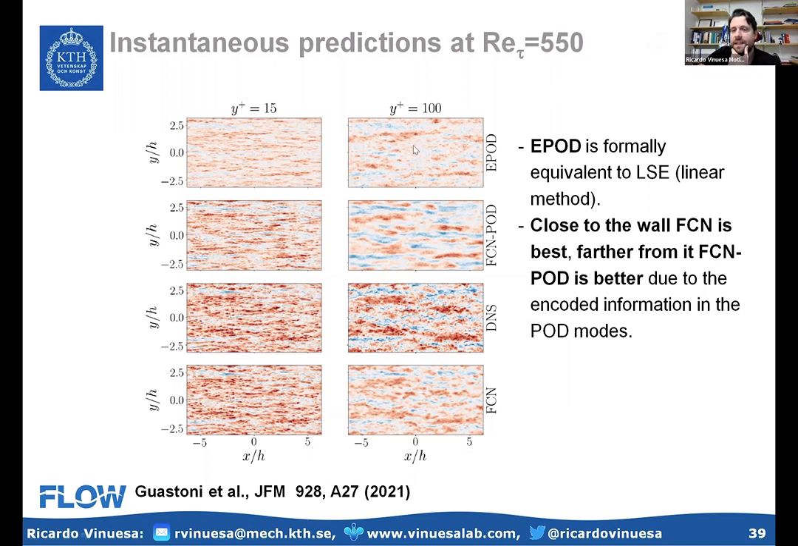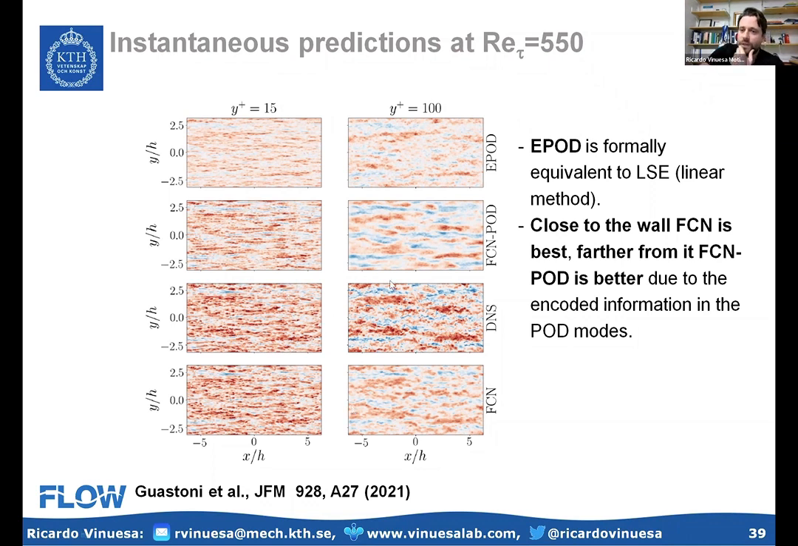The first row is the extended POD, and the extended POD is a linear prediction method that is formally equivalent to the linear stochastic estimation. So essentially, this is the linear method. The second row is the FCN-POD, so we use the network to predict the POD coefficients. And the last row is the FCN, so that's the case where we are just using the convolutional network to make the prediction.